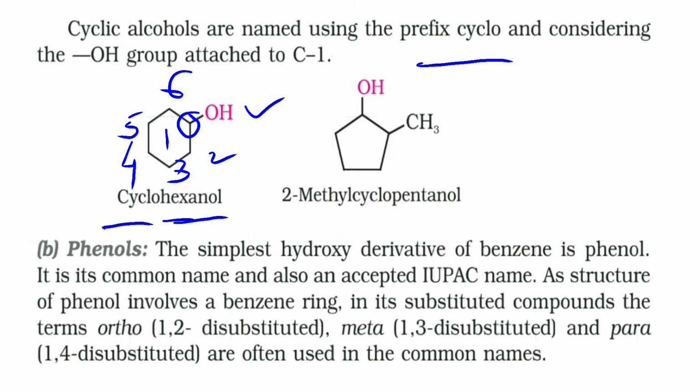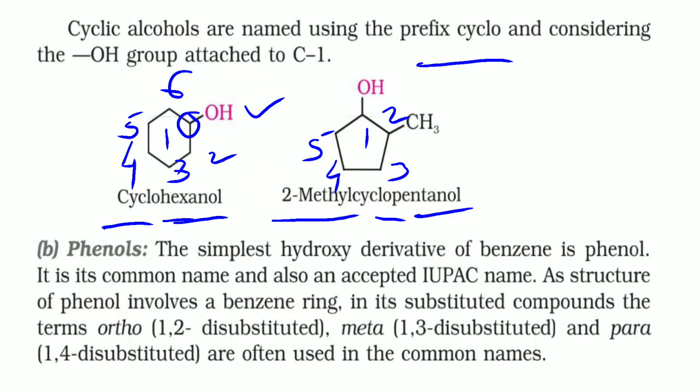Similarly, here also you can see 1, 2, 3. From here we can do the numbering 2, 3, 4, 5. So at the 2 position a methyl is there, 2-methyl, a cyclic compound and pentanol.